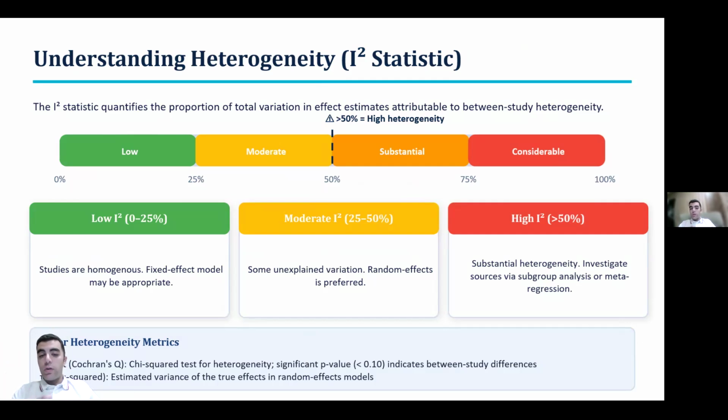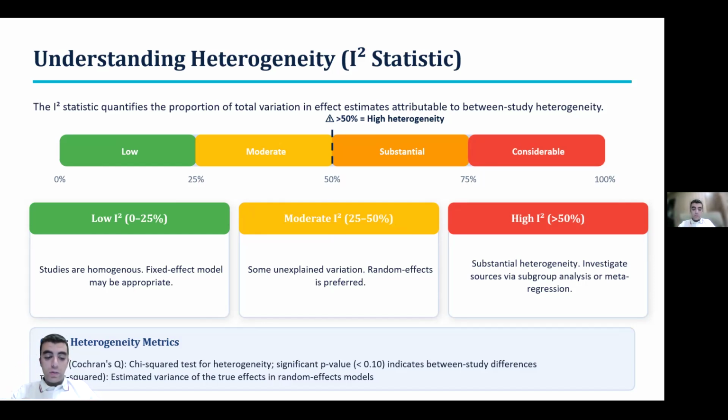So understanding the heterogeneity, the I-squared statistic. As we can see, the I-squared statistic quantifies the proportion of total variation across effect estimates attributable to between-study heterogeneity. When the percentage is lower than 50, it's moderate to low; higher than that, it's substantial and considerable. If studies are homogeneous, the fixed effect model may be appropriate, while if it is more than that, then random effect is preferred. If it's more than 50%, then something may be wrong and you need to recheck. Investigate sources using subgroup analysis or meta-regression. Make sure that the analysis you have made is correct.